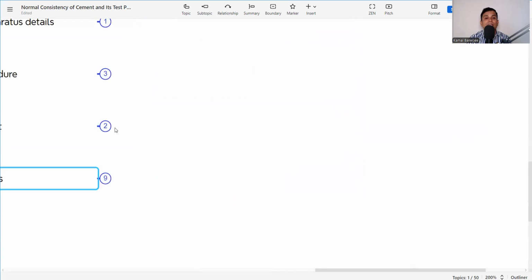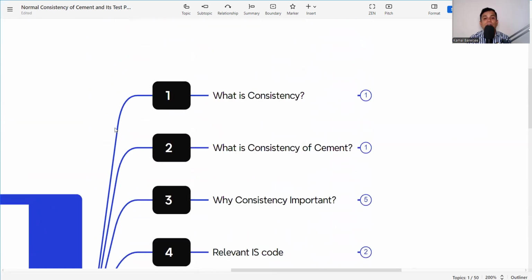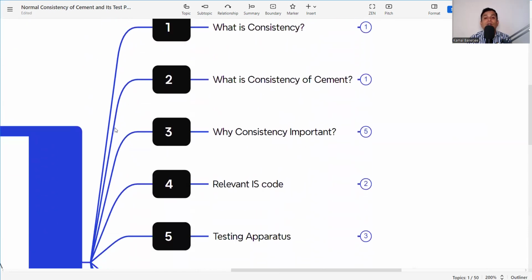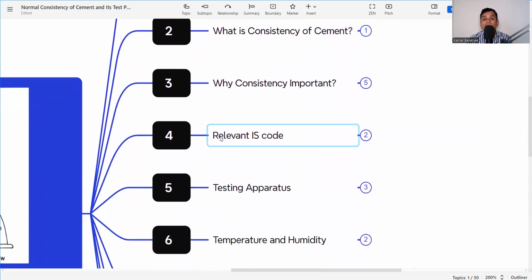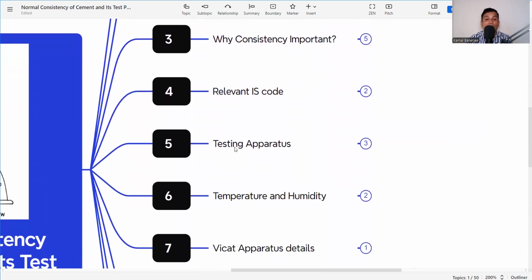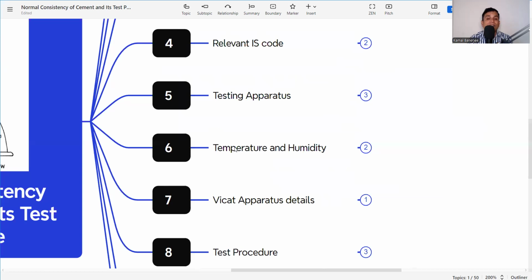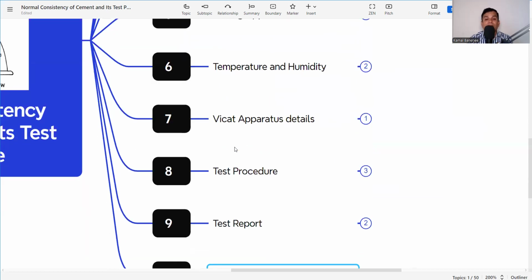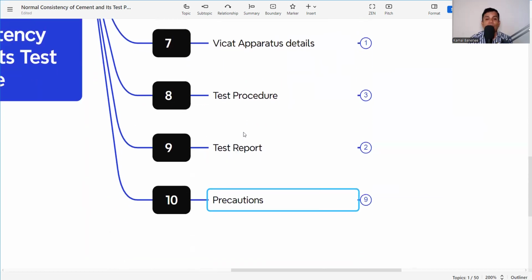So these are the things about the consistency of cement. Let's summarize: what is consistency of cement, why consistency is important, what is the relevant IS code, what is the testing apparatus, what is the temperature and humidity, what are the Vicat apparatus details, what is the test procedure, what is the test report format, and what are the precautions.